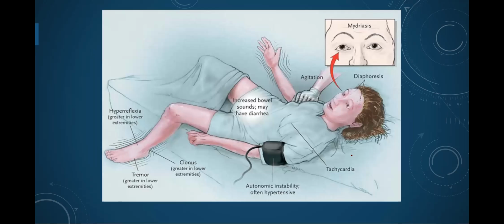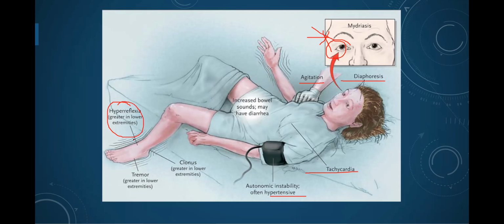If you look here, this is a very good picture of how a serotonin syndrome patient looks. They will be agitated and very sweaty because of autonomic hyperactivity. They can have tachycardia and hypertension. Very important is mydriasis, which is dilated pupil. That's a very important diagnostic factor.